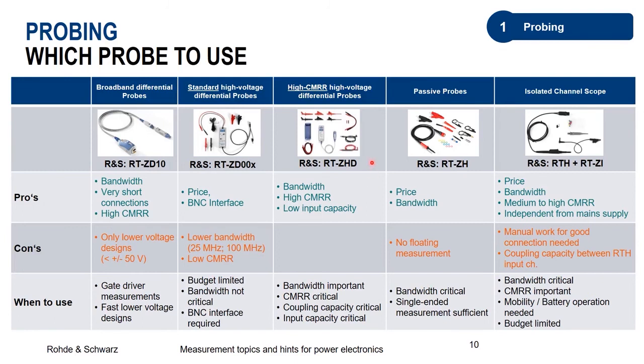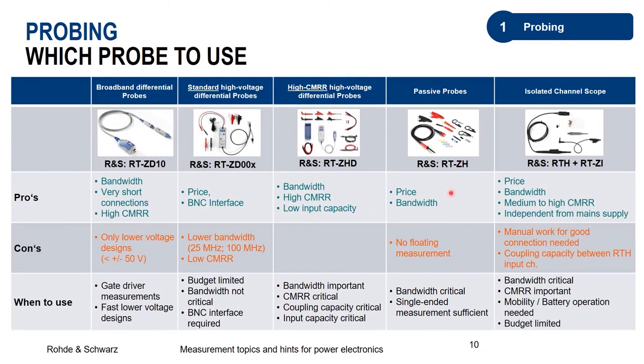In our case, this is the probe family RT-ZHD. And as I mentioned before, this is the number one choice for floating power electronics measurements. Important parameters are bandwidth, common mode rejection ratio, and low input capacity, of course.